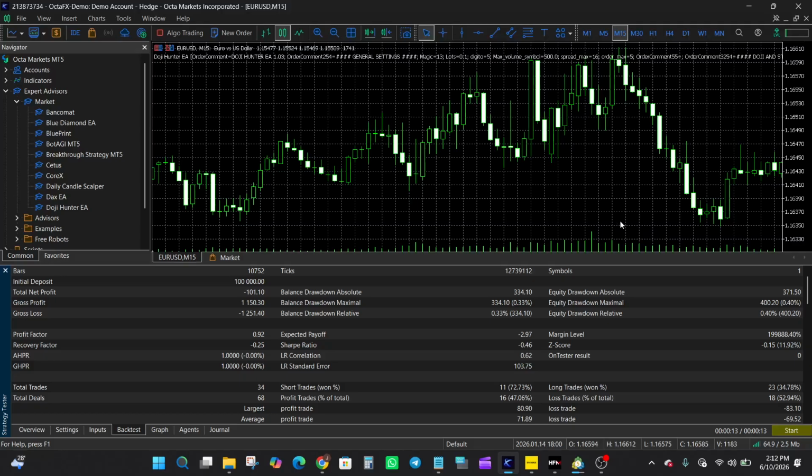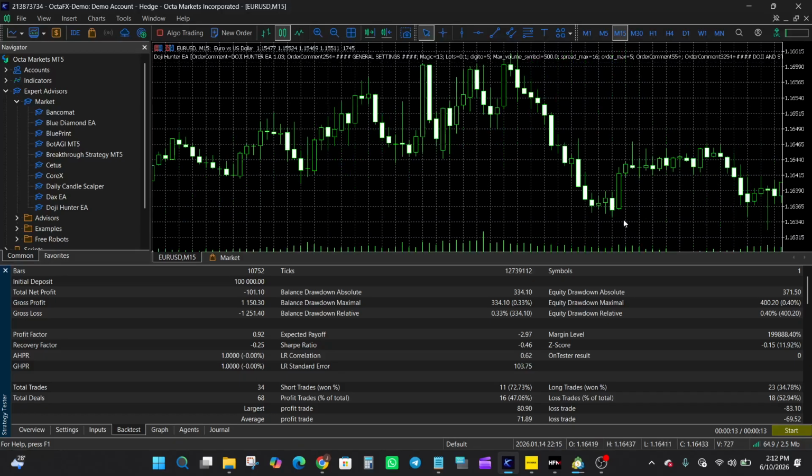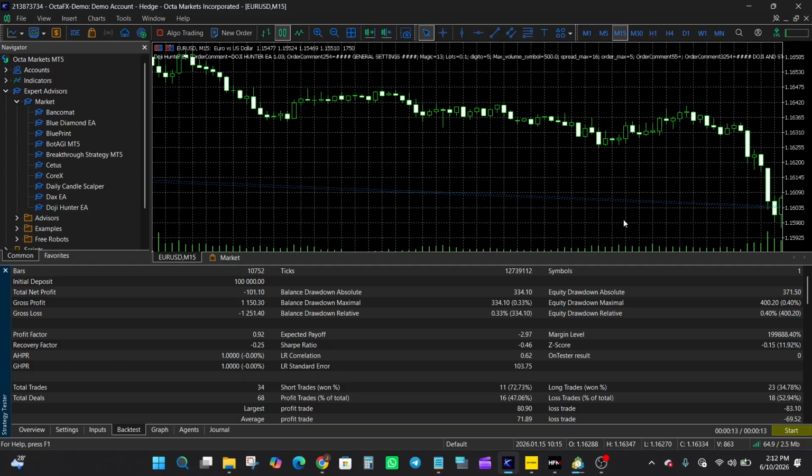So overall, Doji Hunter EA for MT4 and MT5 presents a structured approach to candlestick reversal trading, combining doji detection with indicator-based filters and configurable trade management tools. As always, careful testing and proper risk management are essential before considering any live application.